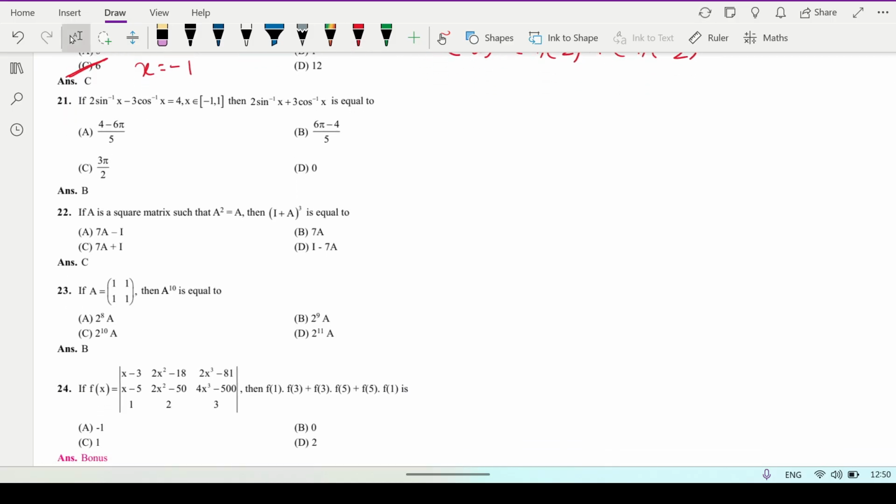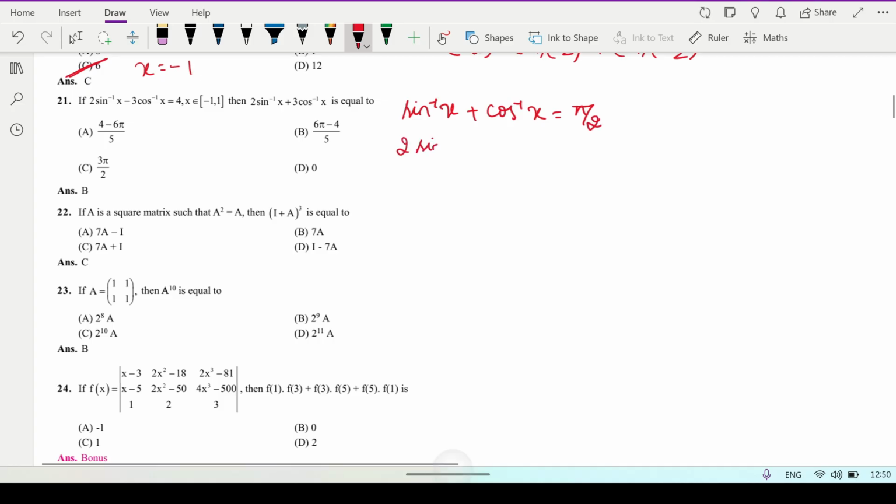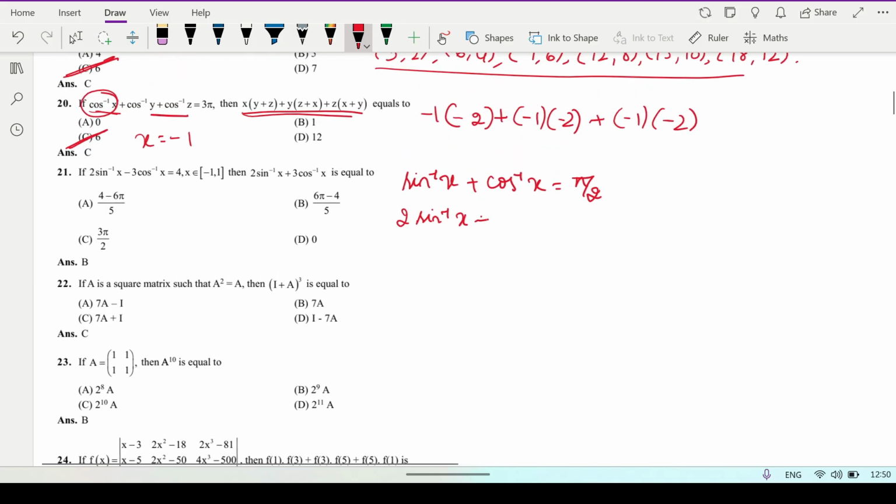Next one, if 2 sin inverse x minus 3 cos inverse x equal to 4, then 2 sin inverse x plus 3 cos inverse x is equal to, we have to find the values of 2 sin inverse x plus 3 cos inverse x. For that, we already have a relation between sin inverse and cos inverse, that is sin inverse x plus cos inverse x equal to pi by 2. And also they have given us the relation 2 sin inverse x minus 3 cos inverse x, which is equal to 4.